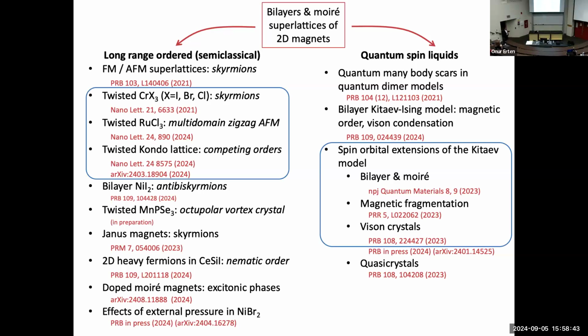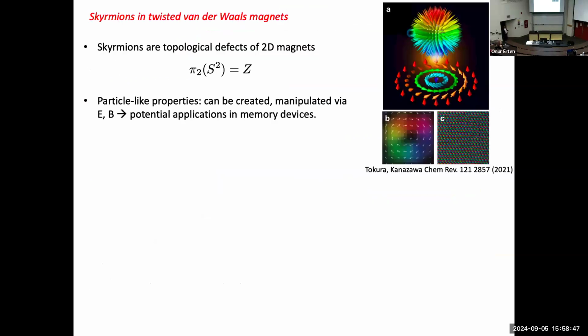Okay. So I'll start with skyrmions. Let me describe what skyrmions are. Skyrmions are topological defects of two-dimensional magnets. If you remember when I was showing you the four different classes of topological phases, this is the one on the top left, right? Topological defects.